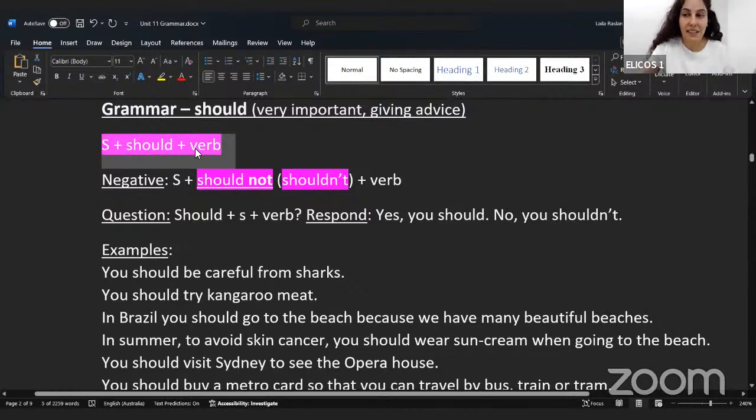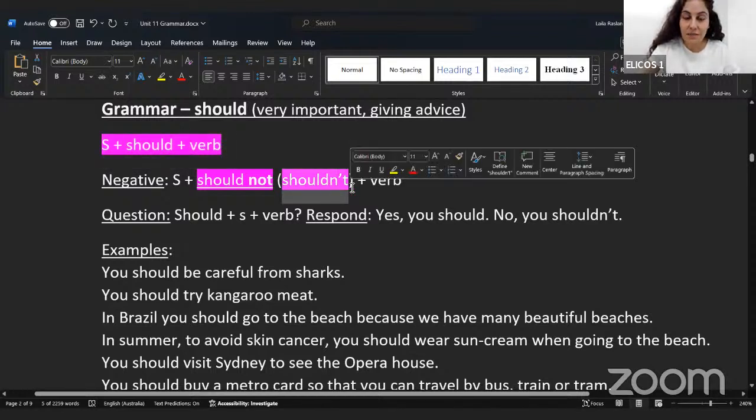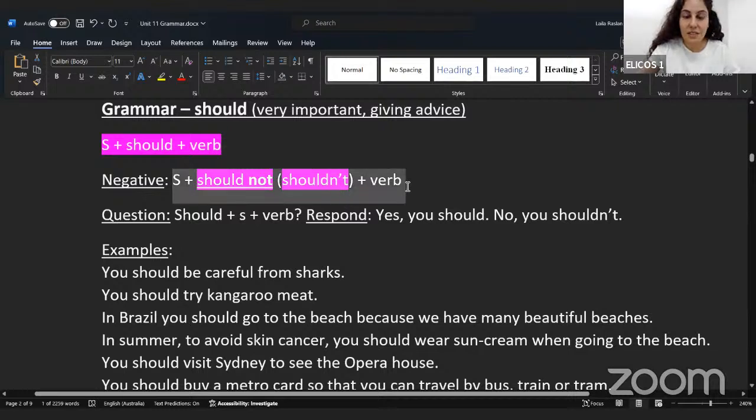I should study. I should see my friend on the weekend. It's very important. I should read more books. To make a negative, you say shouldn't. Okay, I shouldn't smoke. I shouldn't do bad things. I shouldn't waste time. And to make a question, you say should. You always start with the verb, subject. So usually we're saying should I or should we, and then the verb.